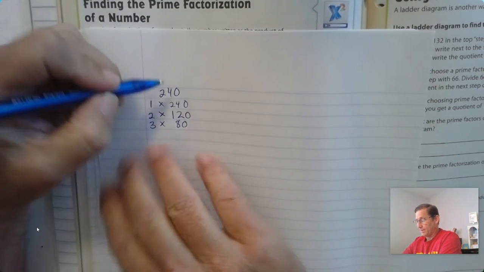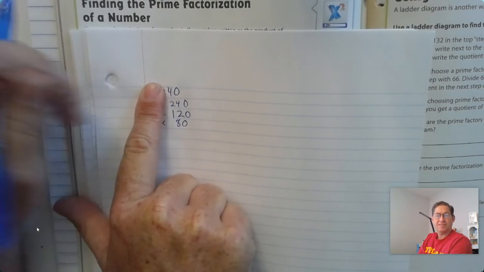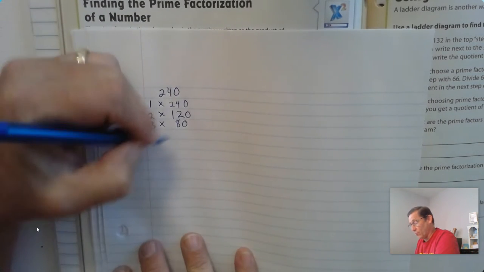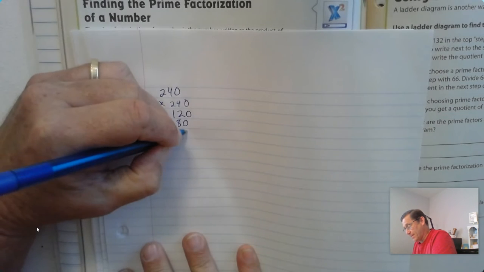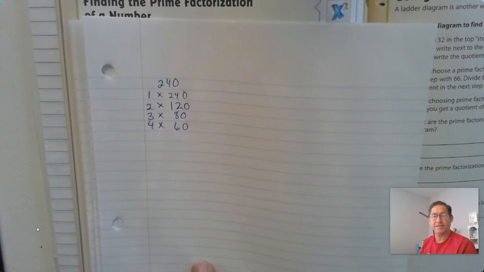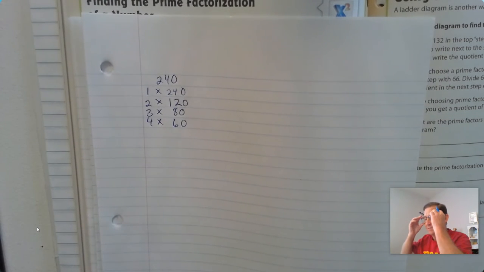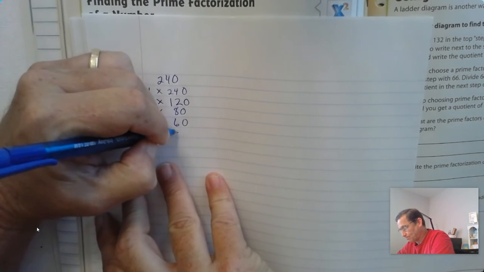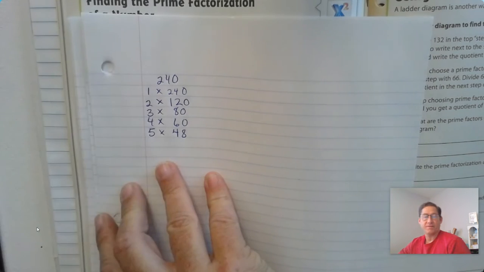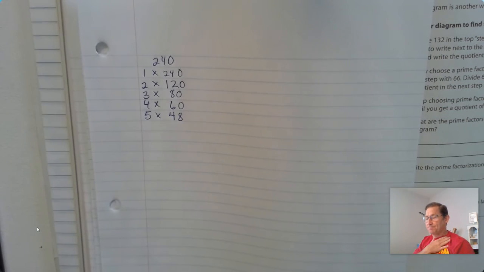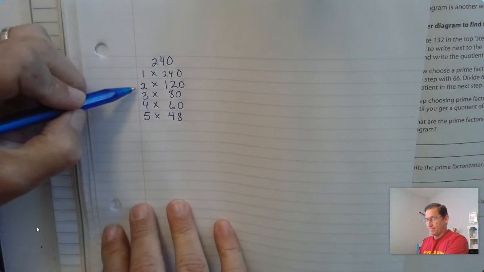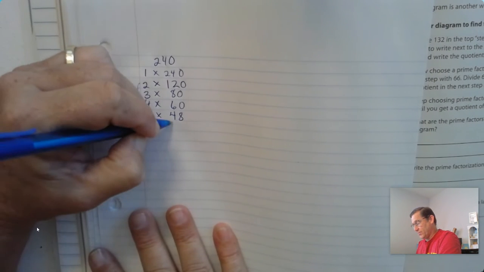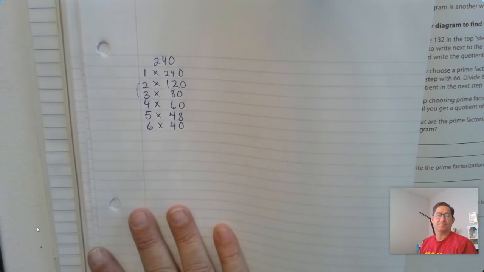4 will work. If you look at the last two digits, are they divisible by 4? 40 divided by 4, yes. So 4 will also work. And I know 4 times 6 tens is 24 tens. 5 will work. It ends in a 0. And that'll be 5 times 48. Will 6 work? Yes, because 2 and 3 are also factors. So that's going to be 6 times 40.